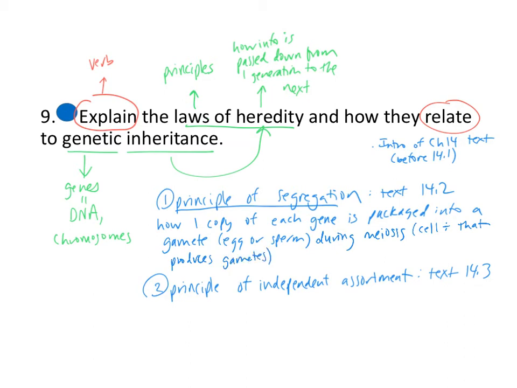Okay, so let's add a little bit more to this. So one copy of each gene. Another way to say that is an allele. And kind of a spin-off of this is that each gamete has one of the two copies of information that the parent had.